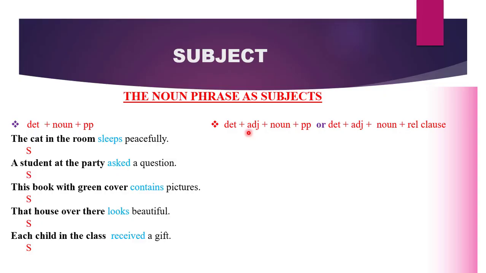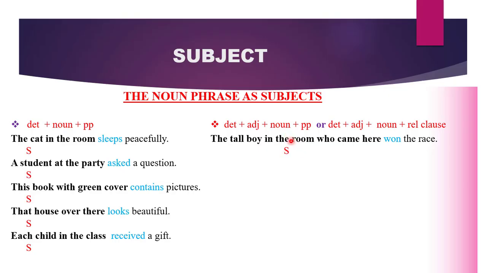Let us have an example. The tall boy in the room who came here won the race. Who won the race? The answer is your subject. So what is our answer? The tall boy in the room who came here. So the whole of this is performing the subject role.